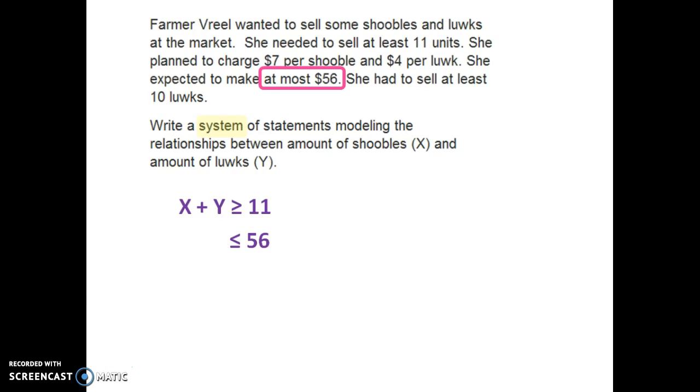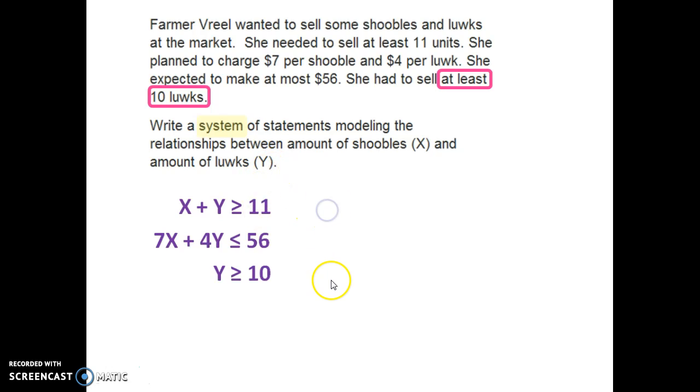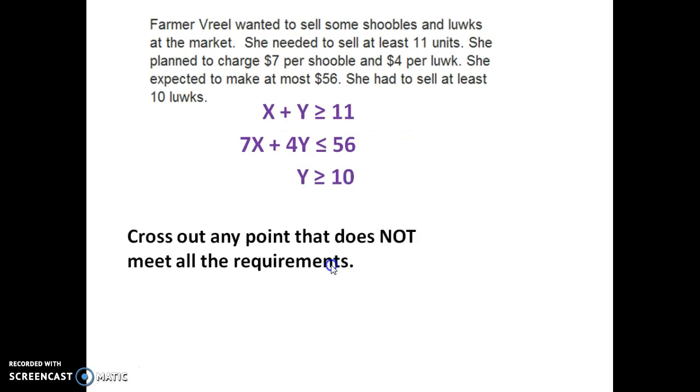And then we need to add in our money expression. So that's going to be $7 per shubel, or 7x, plus $4 per look, which is 4y. And then finally, she had to sell at least 10 looks. So we have 10, we have to be greater than or equal to 10, and this is our y variable. So here is our system of equations.